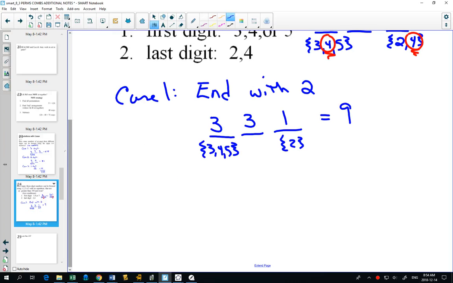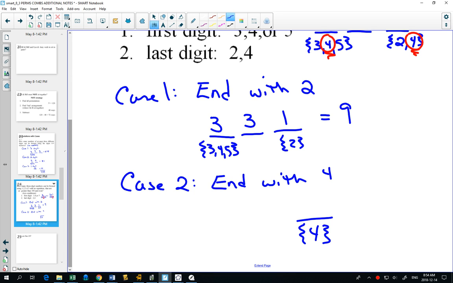Case 2, what haven't I counted? I have to end with a 4. One choice. Now for my first digit, and this is why it's important to write out your restrictions underneath as a little bit of explanation, because then you'll realize, oh, I used up the 4. Now I only have 2 choices left here. I've used up 2 numbers. There are 3 numbers left.